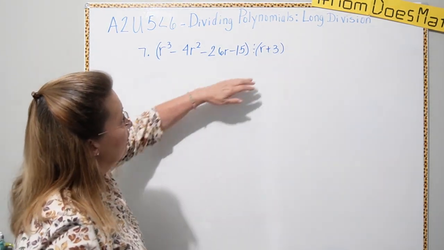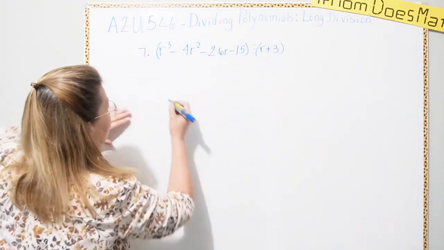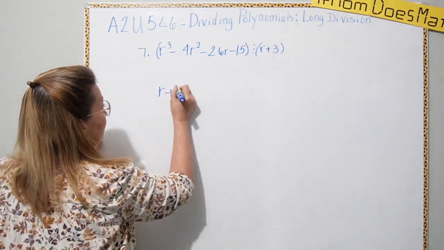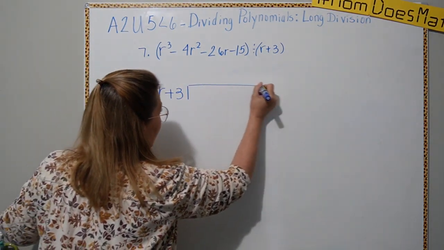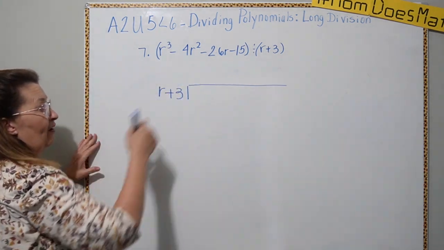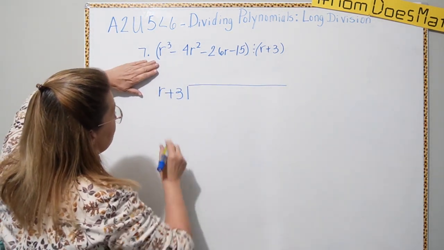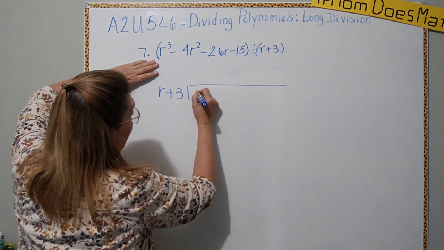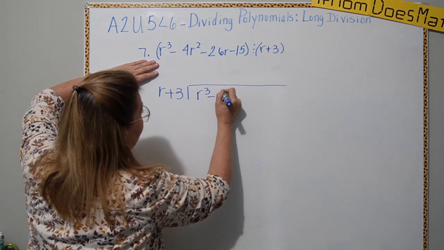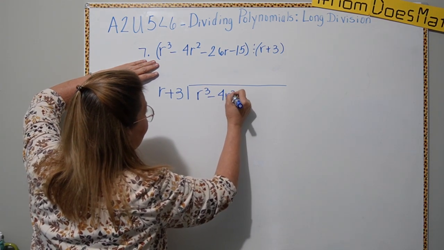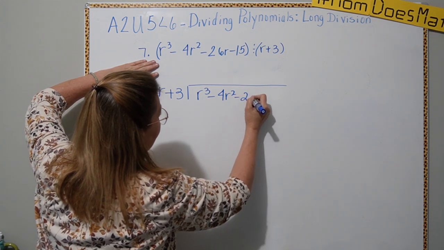Okay, so for number 7, let's just look at what this polynomial long division is going to look like. I'm going to take my divisor down here at the end, and it's going to be in front. I'm going to draw the fraction symbol of the house. Then I'm going to take my first polynomial, and I'm just going to put it under the house, because this is my dividend. It's what's going into it.